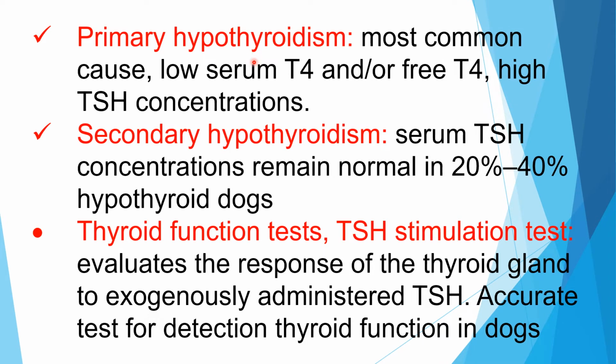Friends, we know that primary hypothyroidism is the most common cause of hypothyroidism in dogs. Primary means the thyroid gland is affected. So here there is low serum T4 and or free T4, they are decreasing, but a high TSH concentration. In secondary hypothyroidism, the serum TSH concentration remains normal in 20 to 40% of hypothyroid dogs.